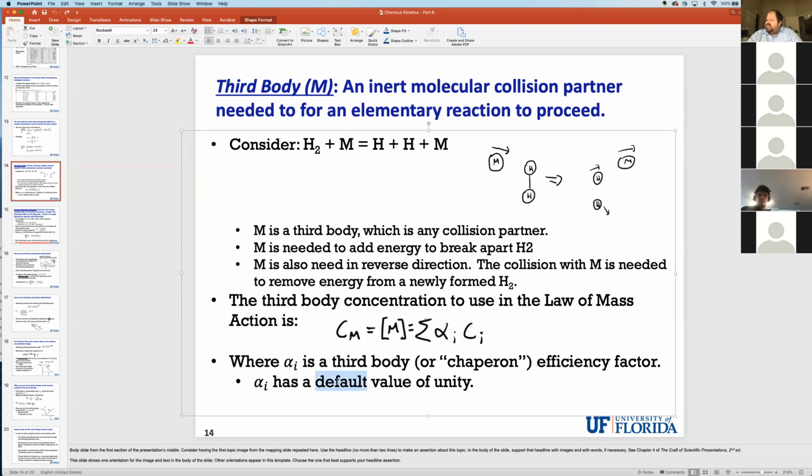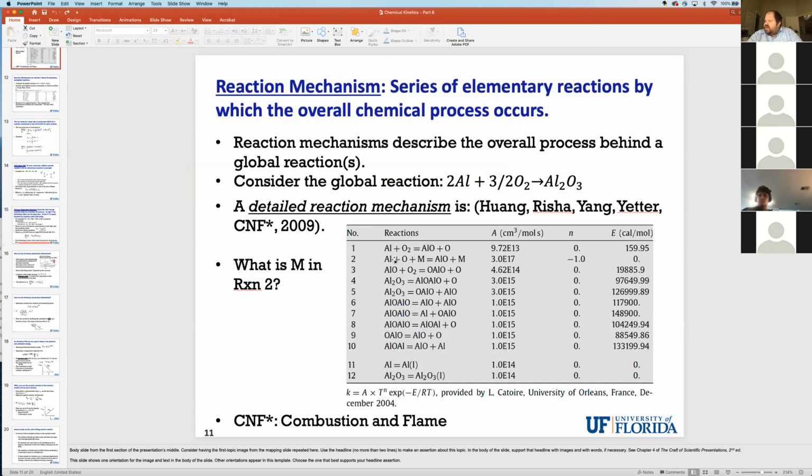Okay, and by default, if you're looking at a mechanism and it has a third body and it does not list a species efficiency factor, it's by default unity. And so let's see, I think I have one over here. Yeah, I have a third body right here in this chemical reaction. And so for this chemical reaction, the efficiency factors for all species are 1. But that's not always the case. Let me see if I have.